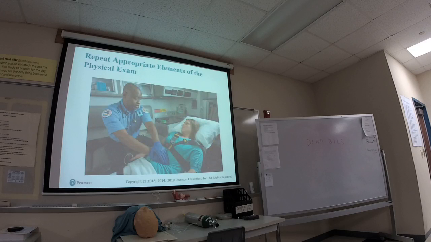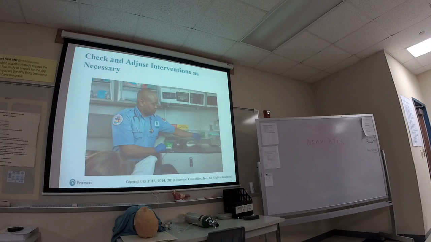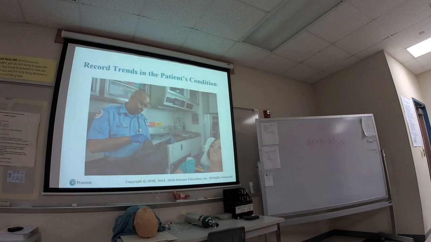Vital signs. Go over the physical exam again, based on the chief complaint. So like if this lady had abdominal pain, if her chief complaint was abdominal pain, then we would reassess that abdominal pain. We'd palpate the abdomen again during reassessment. And then change what you need, and then obviously document your findings.